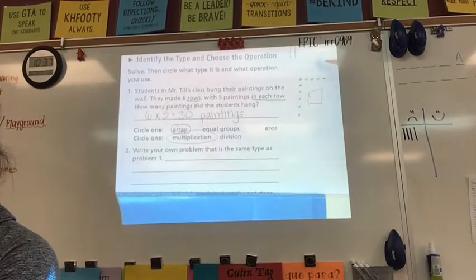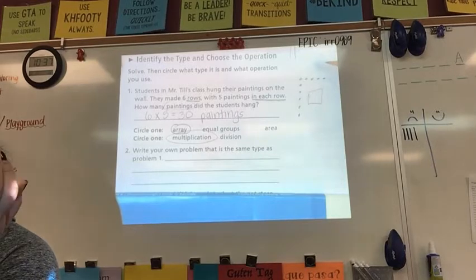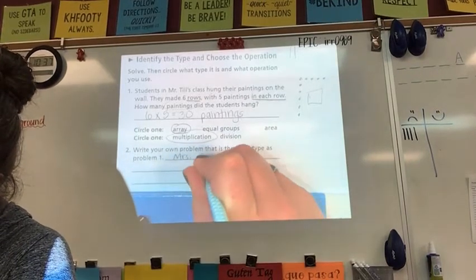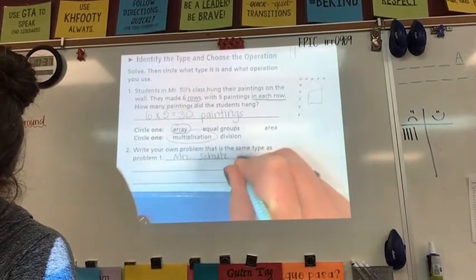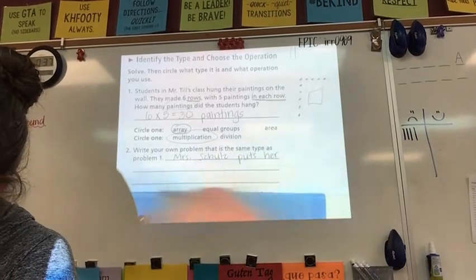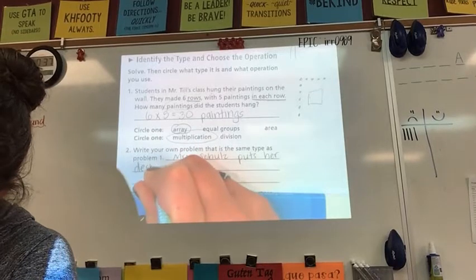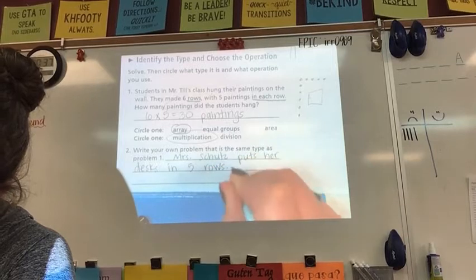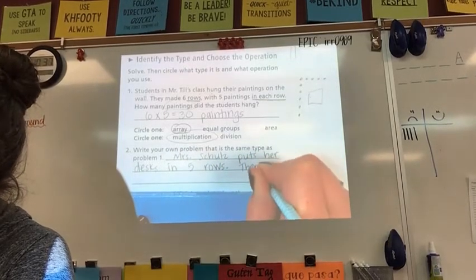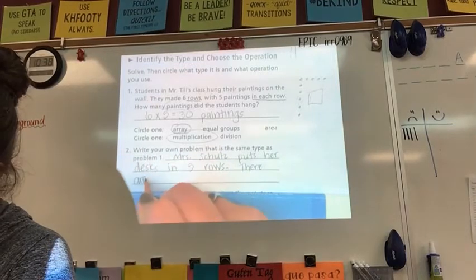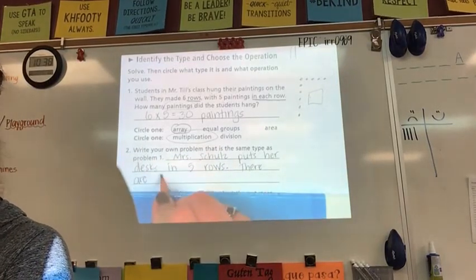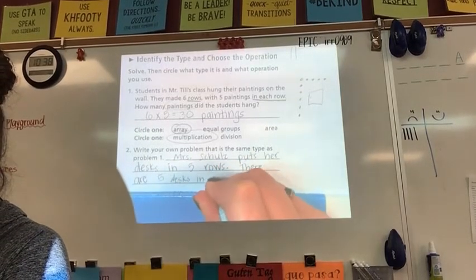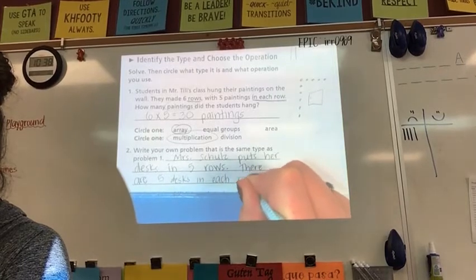So let's see. Something that I might put in rows and columns in my world is desks. So I might say, Mrs. Scholes puts her desks in 5 rows. There are, let's say, 5 desks in each row. Is my word problem done?